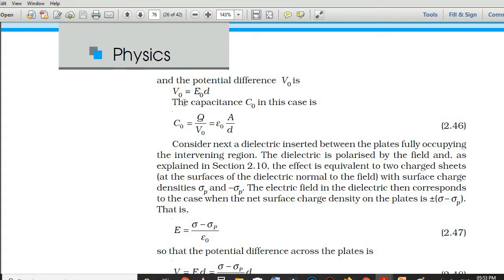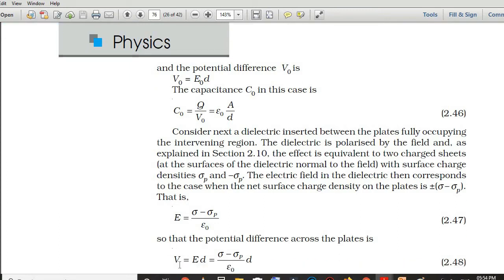E0 is the electric field when there is no dielectric medium. V is the potential difference between the plates of the capacitor when a dielectric medium is present inside it. I think you understand the difference between V and V0, E and E0.